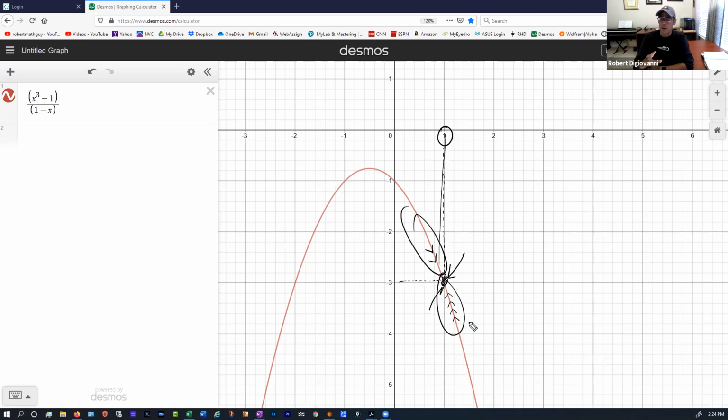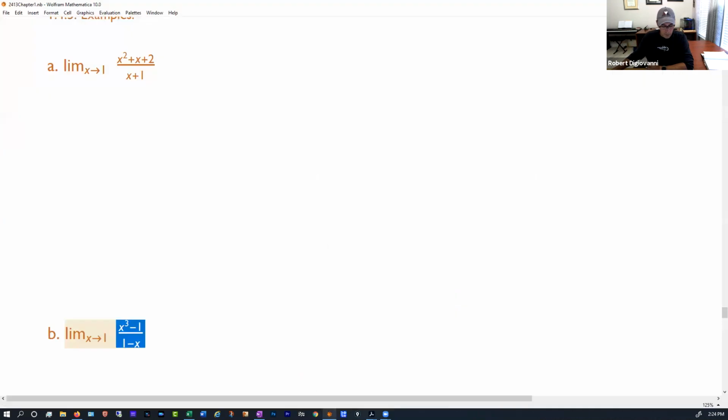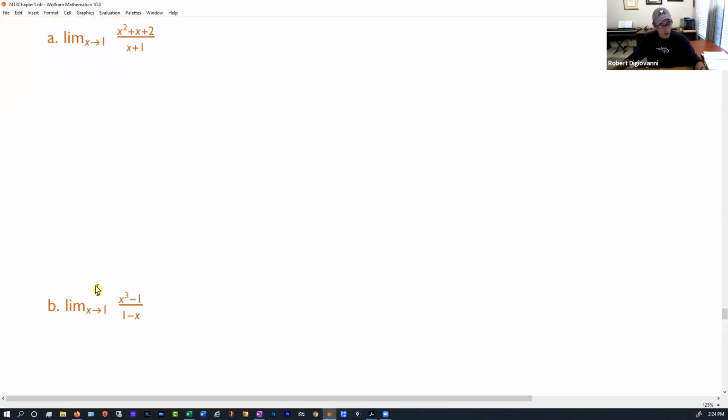But more importantly, I only showed you this to show you that there is an answer. The answer to this problem here should be negative 3. But how are we going to get that, right? We're not going to use the graph. We have to be able to do it algebraically. All right, so that's what this section is about.